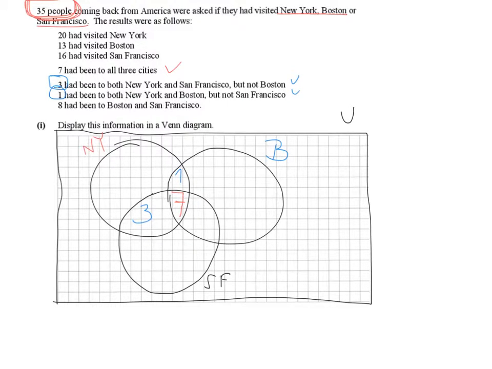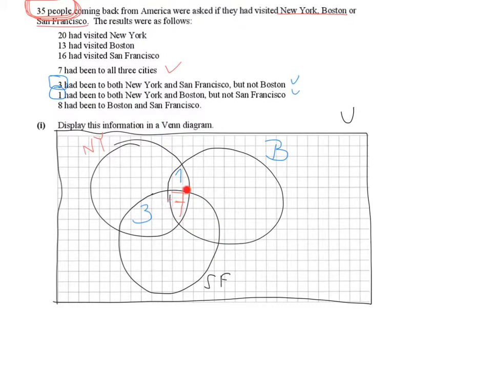Then the next sentence says 8 had been to Boston and San Francisco, and it doesn't say only, it doesn't say but not in New York, okay? So 8 Boston and San Francisco, this is this part. If it said only, we would place it in here. But it says Boston and San Francisco. This is the intersection for Boston and San Francisco, so we know that 8 should go in here.